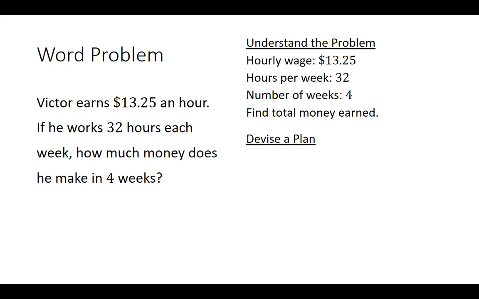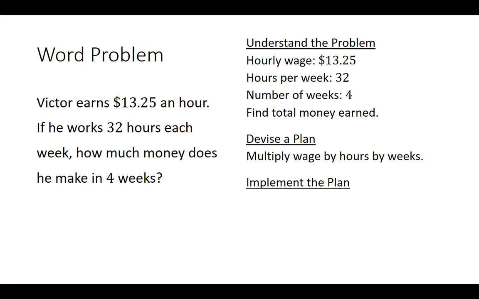We'll devise a plan. In this case, he makes a certain amount per hour. He works a certain number of hours per week. That's another rate, by the way, 32 hours per 1 week. And then he works for 4 weeks. So we can find that by multiplying the hourly rate by the hours per week by the number of weeks. So multiply wage by hours by weeks.